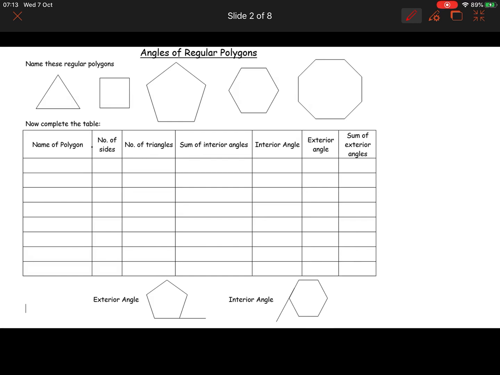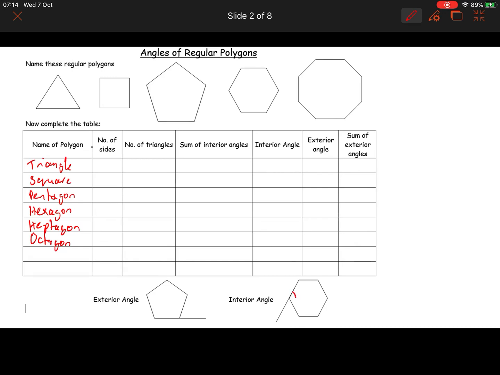Okay, so let's name some of the polygons that we've got here. Well, we've got a triangle, we've got a square, we've got a pentagon, okay, we've got a hexagon, and we'll do a heptagon, 7 sides, and we'll do an octagon, 8 sides.